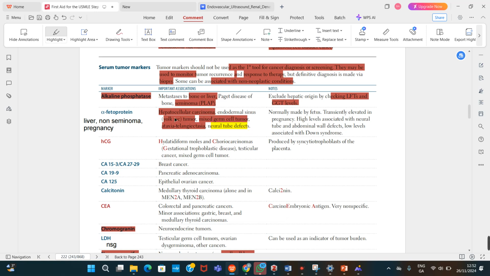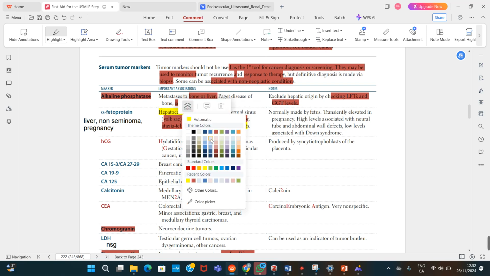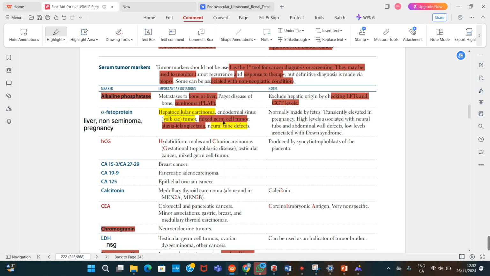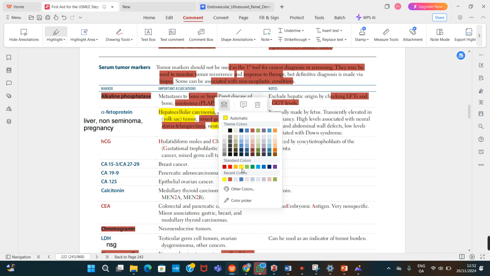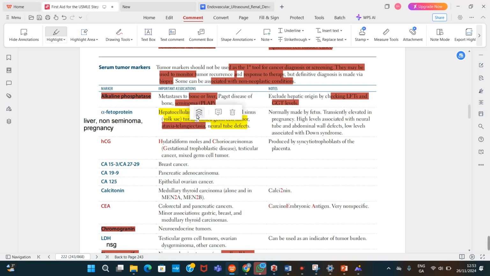So people with hepatocellular carcinoma, people with yolk sac tumor, people with mixed form, all of them, and people with ataxia telangiectasia, they can have elevated AFP. Placenta abruption can cause elevated AFP. Fetal death can cause elevated AFP. Multiple gestation can cause elevated AFP because it is produced by the fetus. So, and it is transiently elevated in pregnancy. So, if you have multiple fetus, there could be elevation of the AFP.